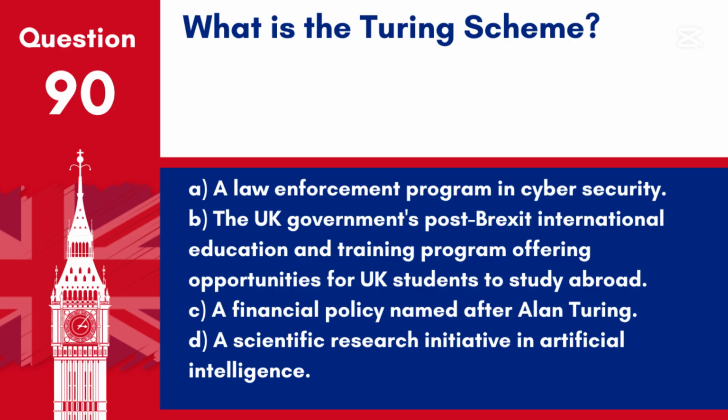Question 90. What is the Turing Scheme? A. A law enforcement program in cybersecurity. B. The UK government's post-Brexit international education and training program offering opportunities for UK students to study abroad. C. A financial policy named after Alan Turing. D. A scientific research initiative in artificial intelligence?